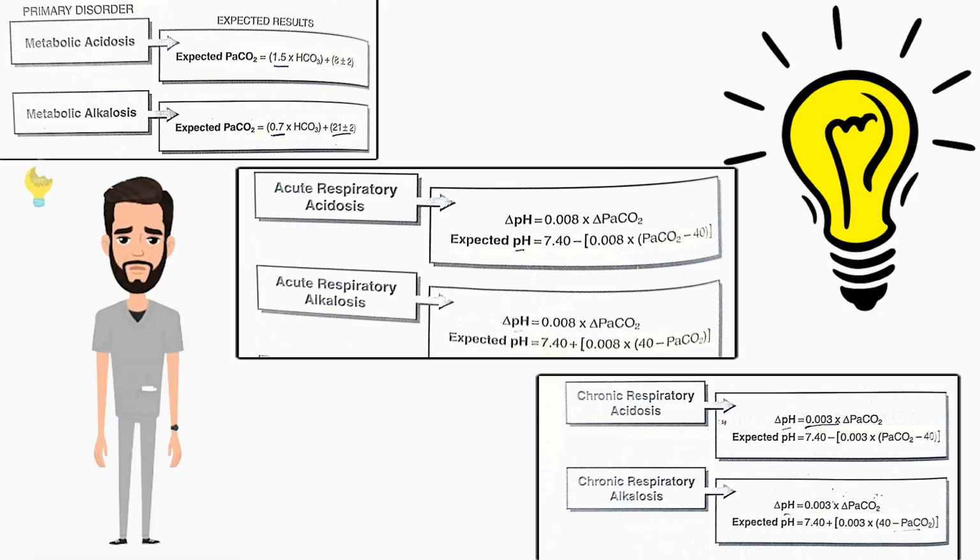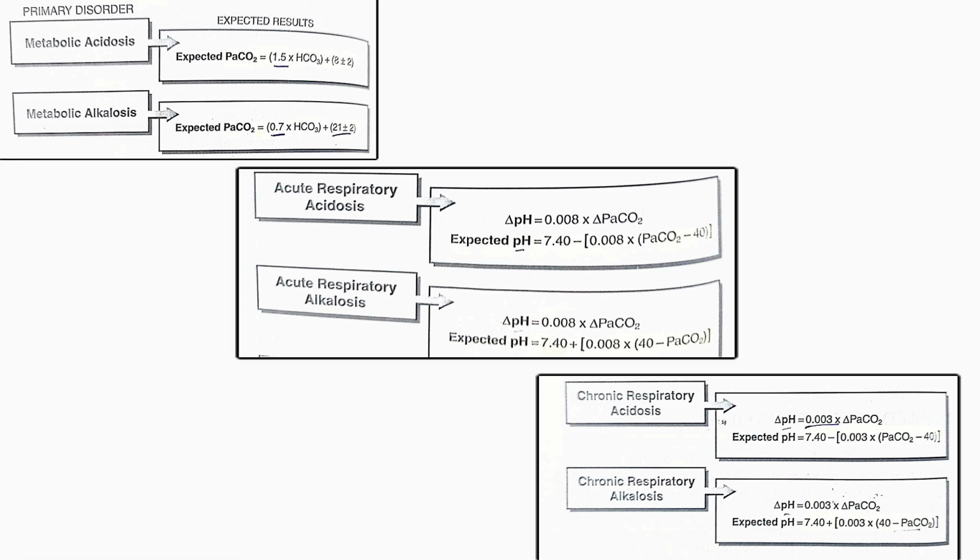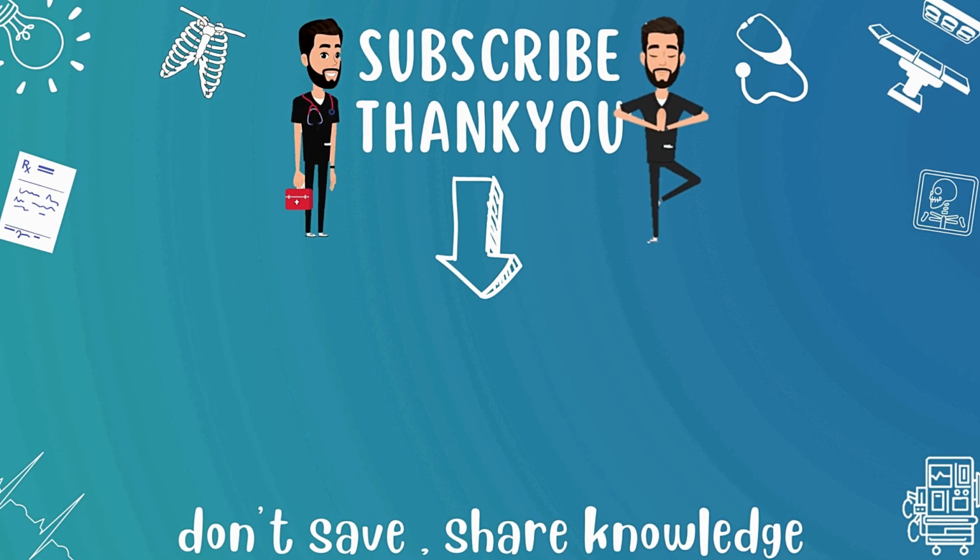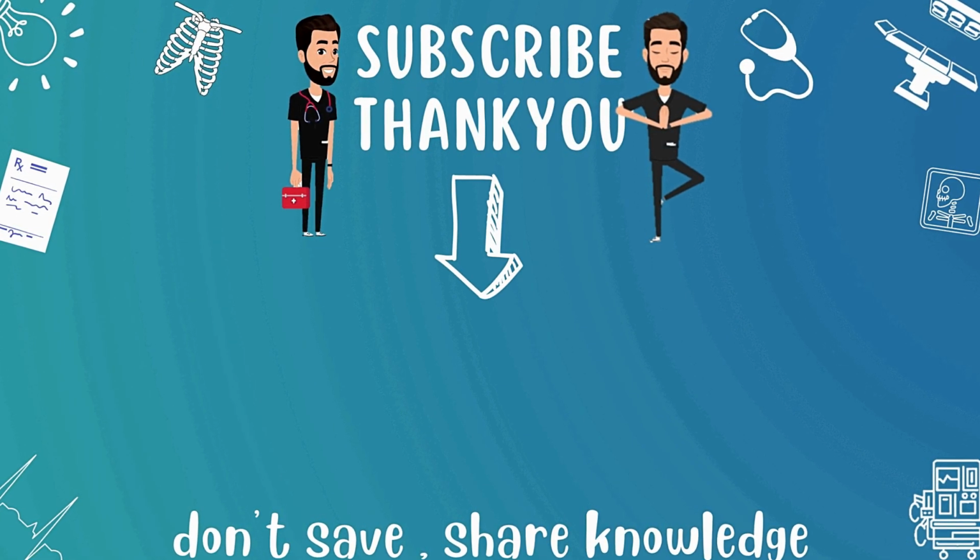But before that, I want you to revise these equations because these are the 6 disincentives, I would say, of traditional approach of reading ABGs, where you have to memorize these formulations in order to understand the compensation and partial compensations. Take care and see you.